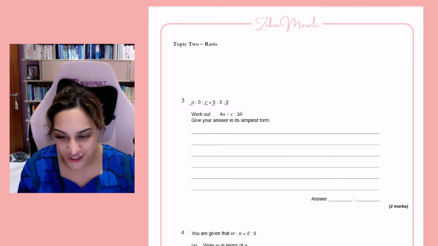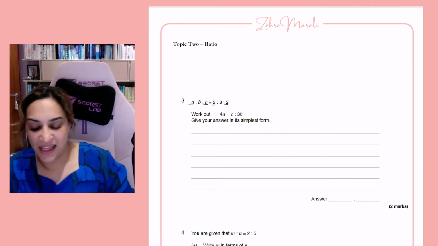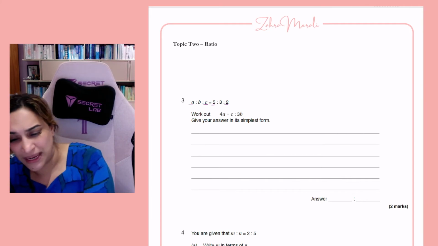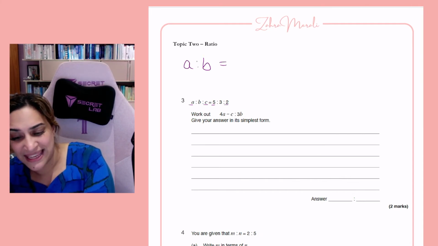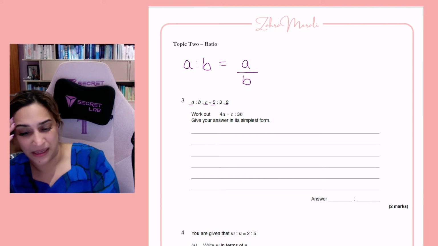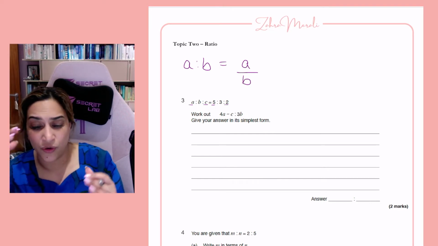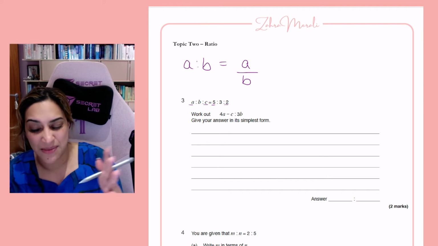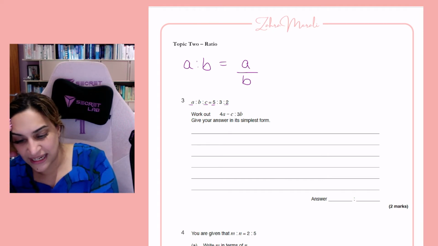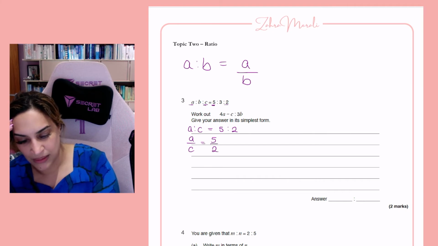Right, so now let's look at ratios. Ratios are just fancy ways of writing fractions. If you've got A to B, it's the same as saying A divided by B. Now we've got A to B to C, and we want everything in terms of the same thing. So I'm going to check out A and C. A to C is 5 to 2, so that essentially tells me A over C is 5 over 2.